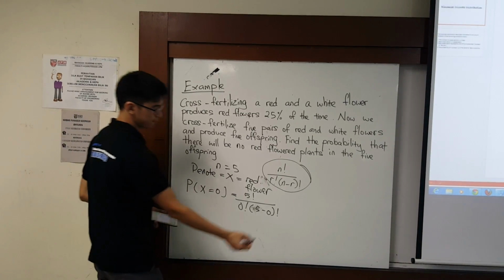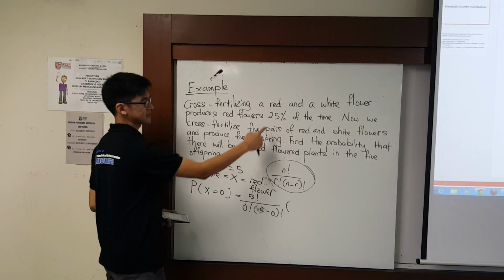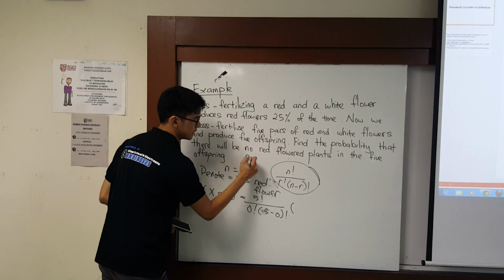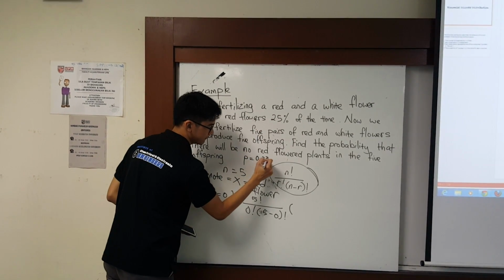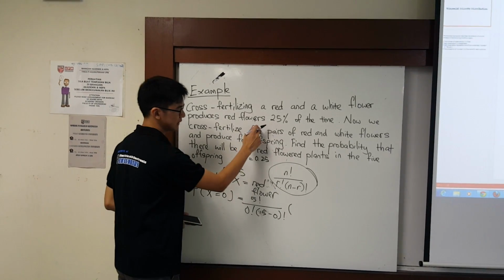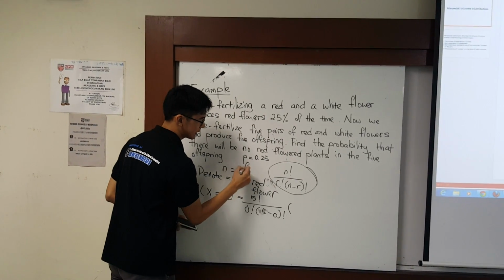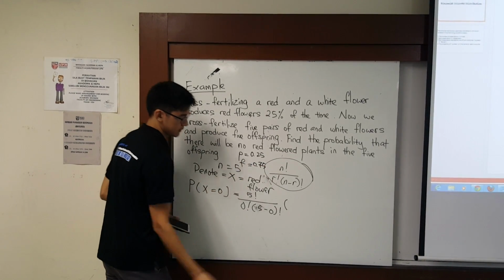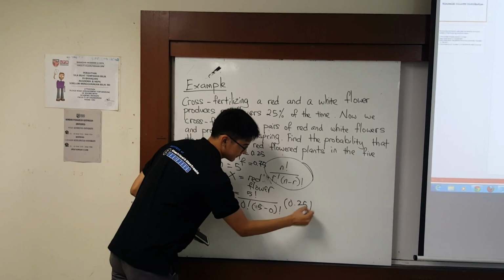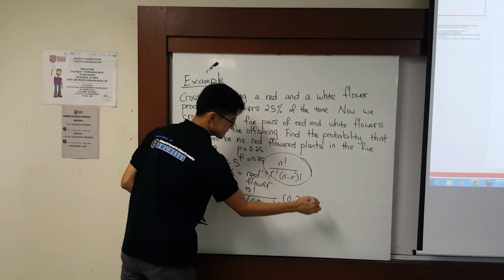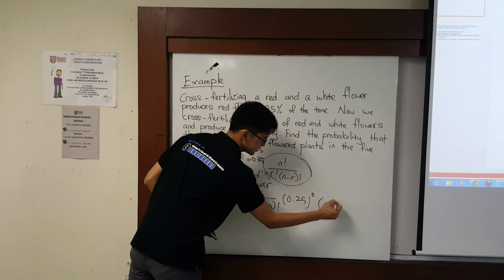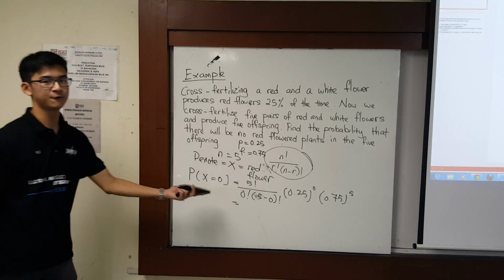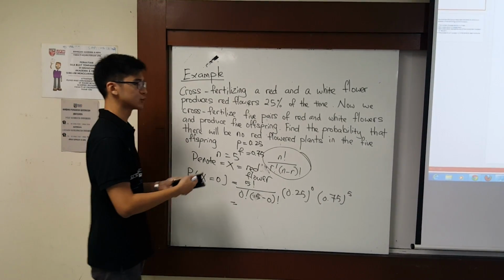After that, we have to find the probability of success. The probability of success here is p equals 0.25, and the probability of failure, let's denote the failure as f, is equal to 0.75. So that is 0.25 to the power of 0, and then 0.75 to the power of 5. So this is the full equation for the probability where there is no red flower.